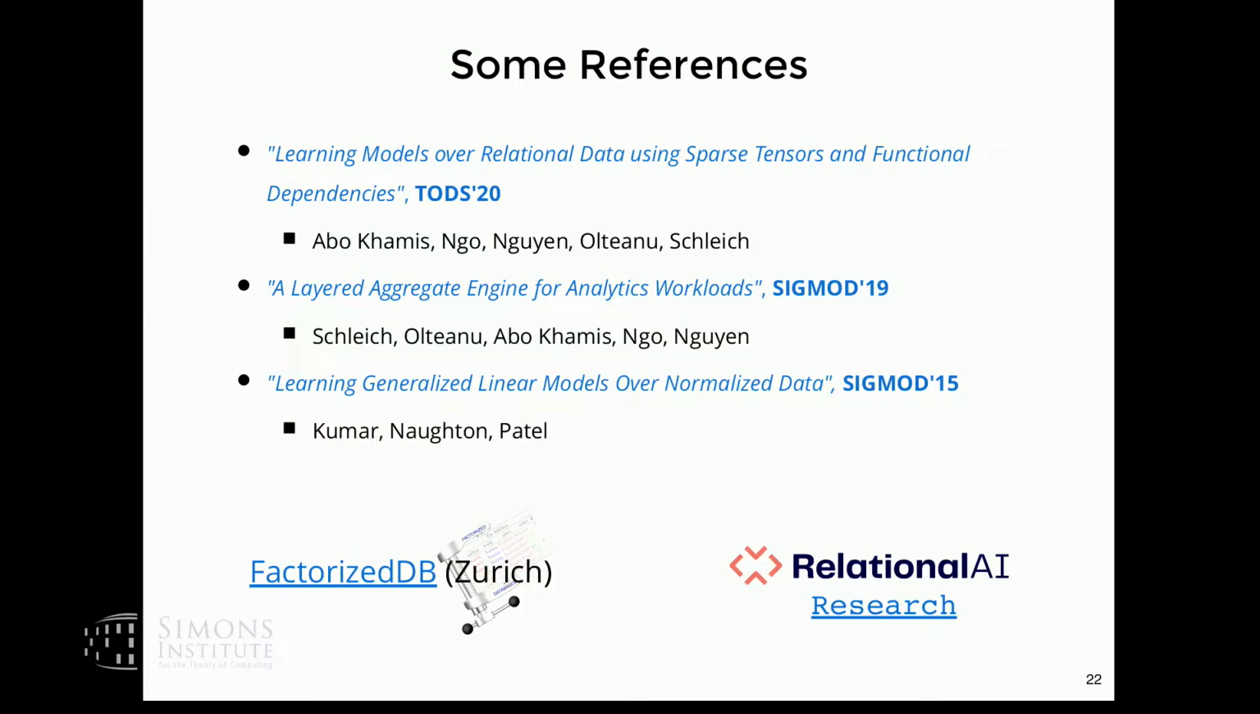Dan Olteanu's group at Zurich, previously at Oxford, has a series of systems papers pushing the boundaries of relational algorithms to cover more and more machine learning models. In fact, Dan's student, Max Schleich, who is currently at RelationalAI, did his entire PhD on this topic. Also, Arun Kumar's group at UC San Diego has a parallel research thread on this topic. And we at RelationalAI have been involved with many of these papers spearheaded by Hang.